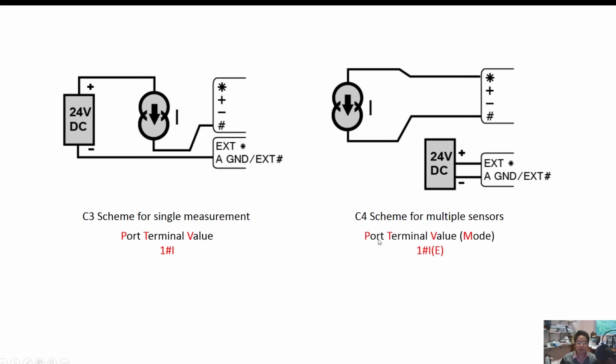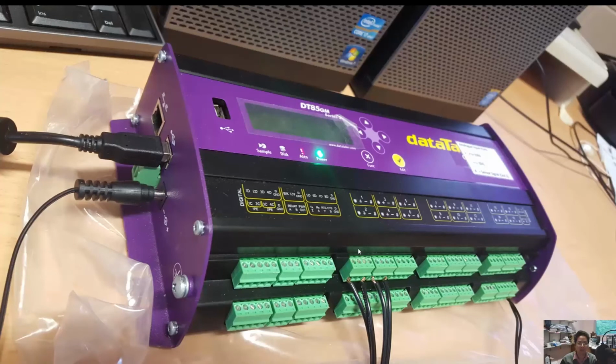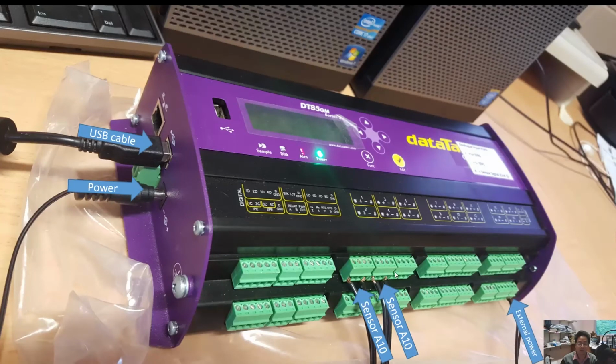For the scheme C4, the command is almost the same, except you have to declare the mode, so you have an external power over here, so it should be 1 hash I and E in the brackets. Here is a figure of how to configure our Datataker. The first one is a line of power and the line of USB cable on the side. You have two A10 sensors connected to port number 1 and port number 3, and you excite them from the star terminal, and the value is measured at the hash terminal. You also have a small external power of 24 volts, and on the top is a task LCD where you can check the current task of the Datataker and the indicator.